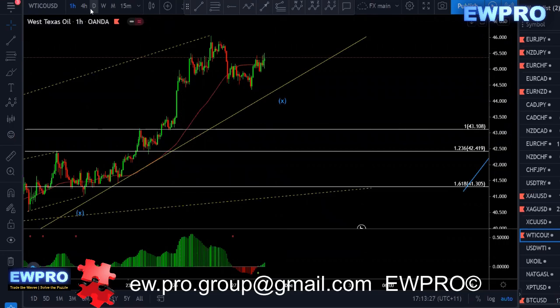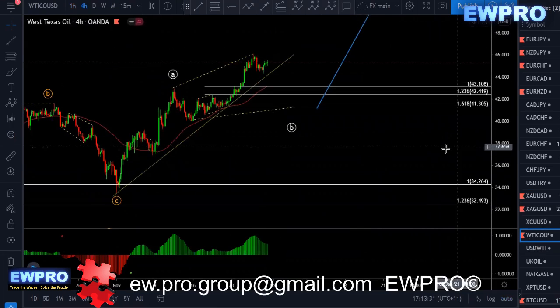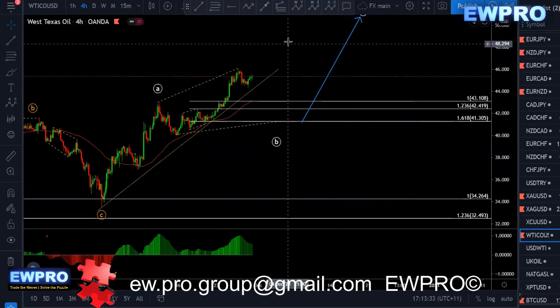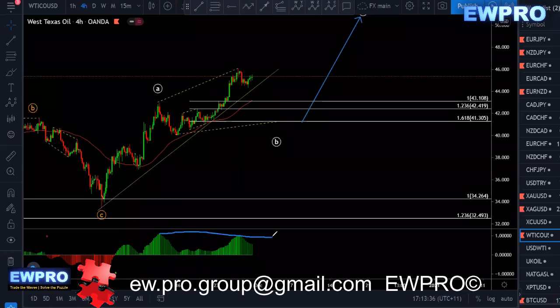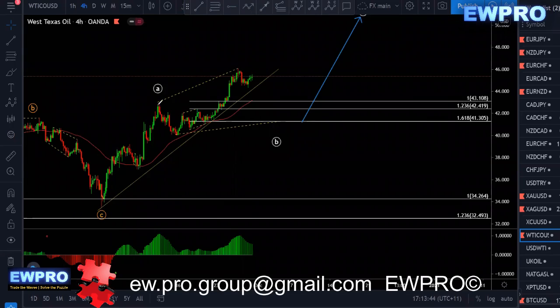WTI. So this one here, we're getting this bearish internal divergence between here and here. So I'm looking at it as a possible A, B, C for a running or expanding flat before we get more upside. I'll put this idea out. First target is this 100 fib, and the second target's 161.8.